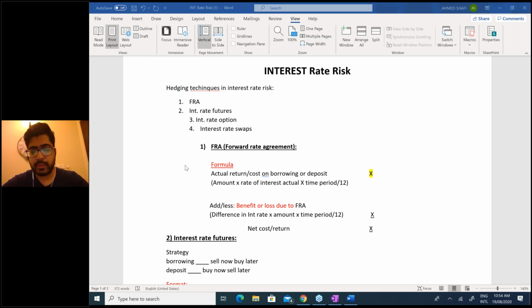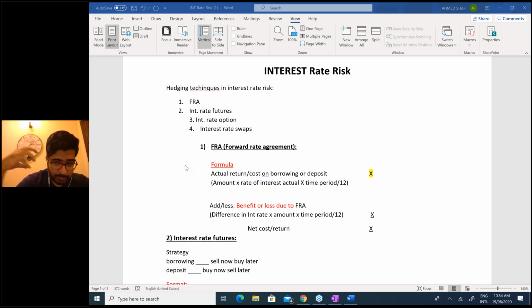Okay, on request of few students, let's repeat it. So FRA is a contract of rate fixation in which we fix interest rates. We don't fix currency rates, that's a forward exchange contract. We take actual return on deposit or cost on borrowing. How do we take it? It's simply the amount you need to borrow or deposit into rate of interest actual into time period over 12.